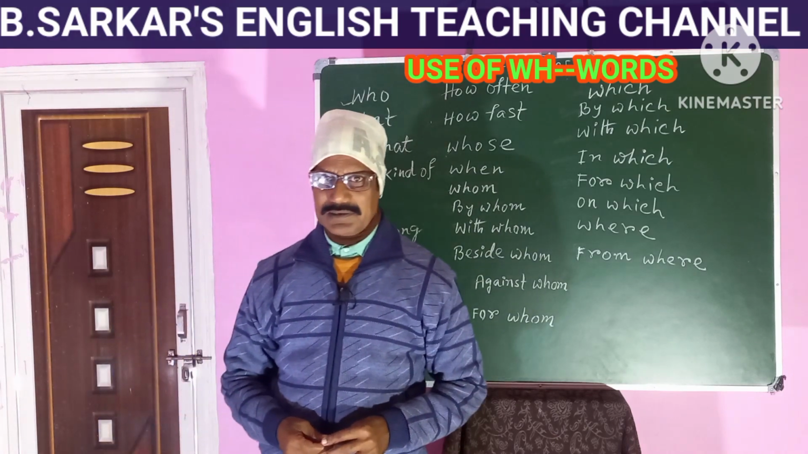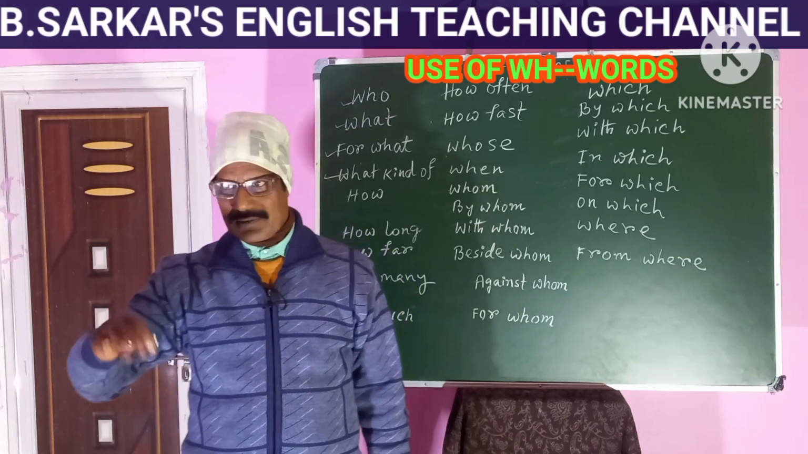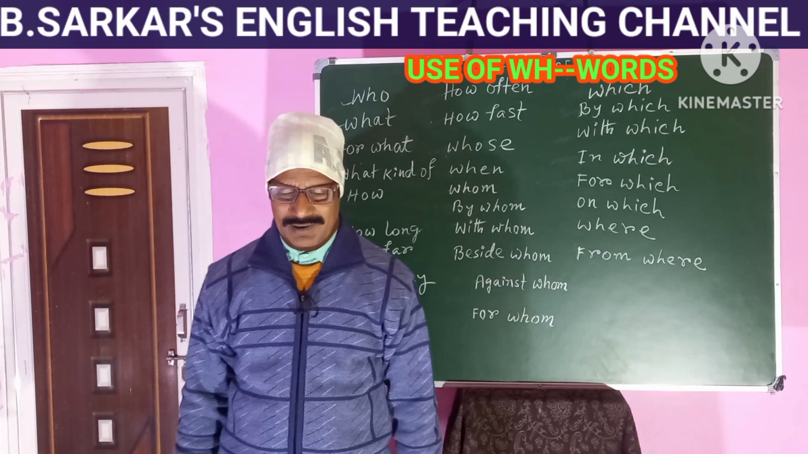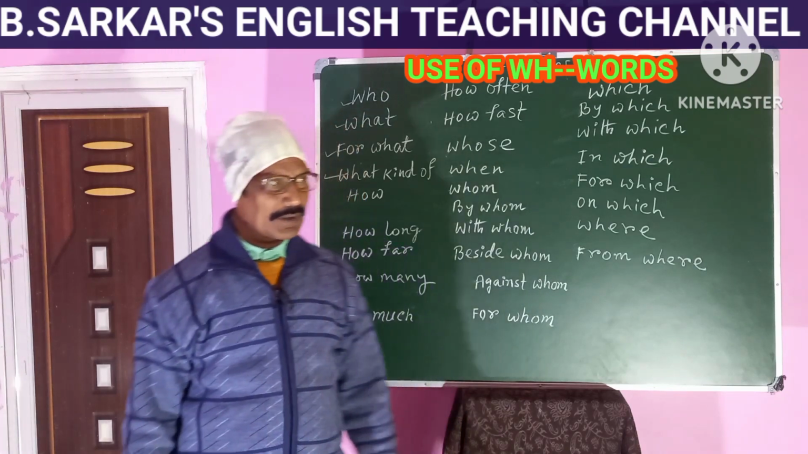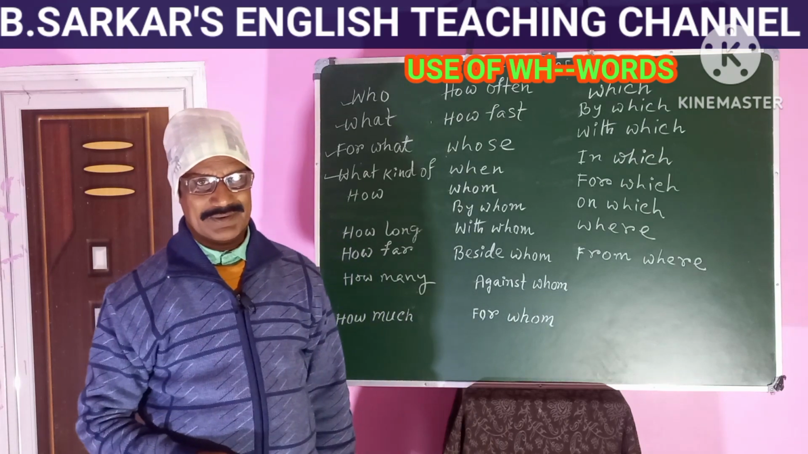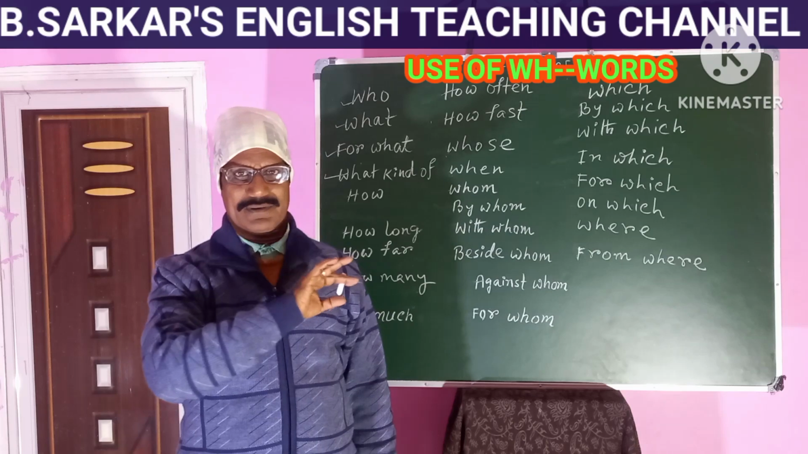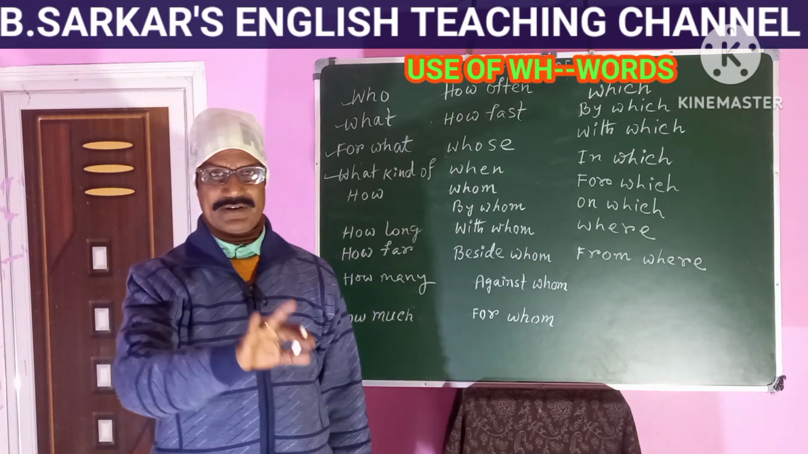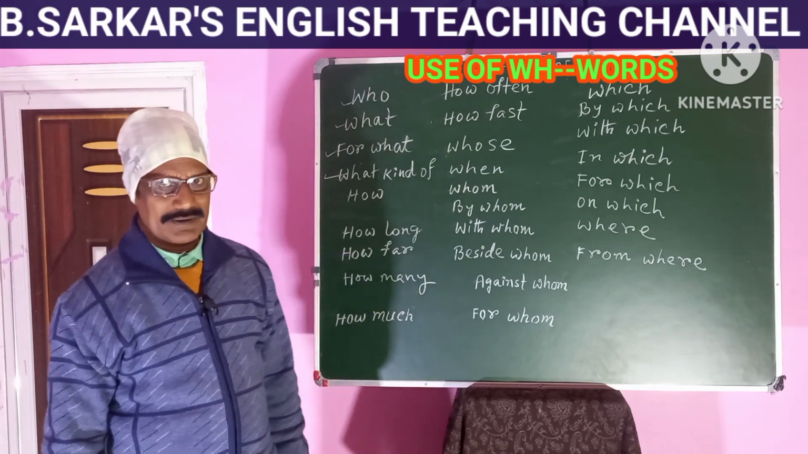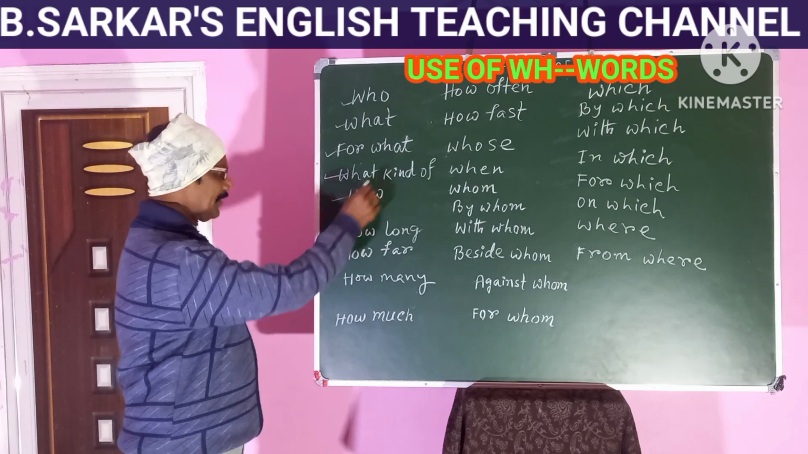What kind of food have you prepared? What kind of example do you want to give here? What kind of interest do you have? Okay. Try to make different sentences, different interrogative sentences applying the WH words. Okay.